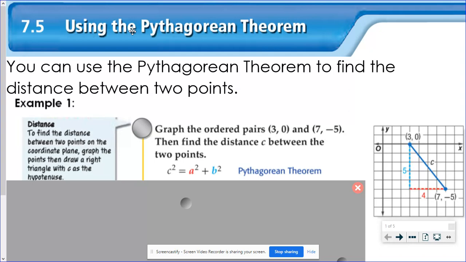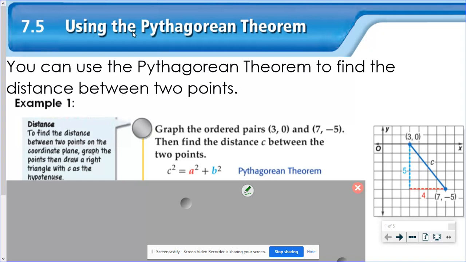We're going to be doing this more in terms of looking at the graph and finding those distances. So when we have two ordered pairs, for instance, I've got (3, 0) and (7, -5) graphed, I want to know the distance between those 2 points. We're going to use the Pythagorean theorem with what we know. You can see already they have a graph drawn here to create a right triangle, really, so that length we're looking for is the c, it's the hypotenuse.